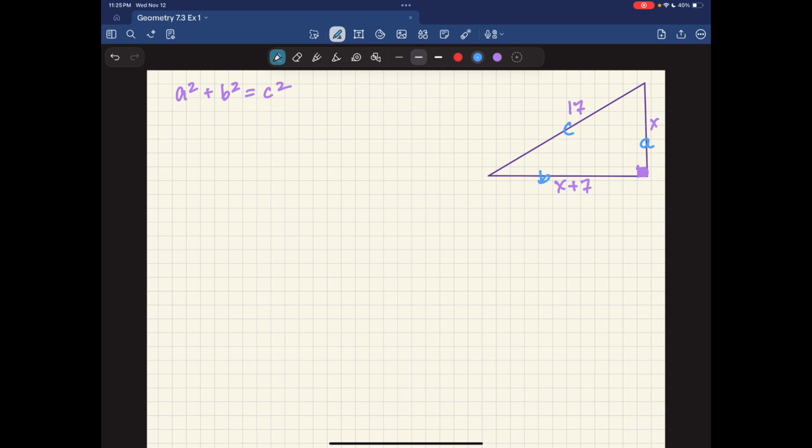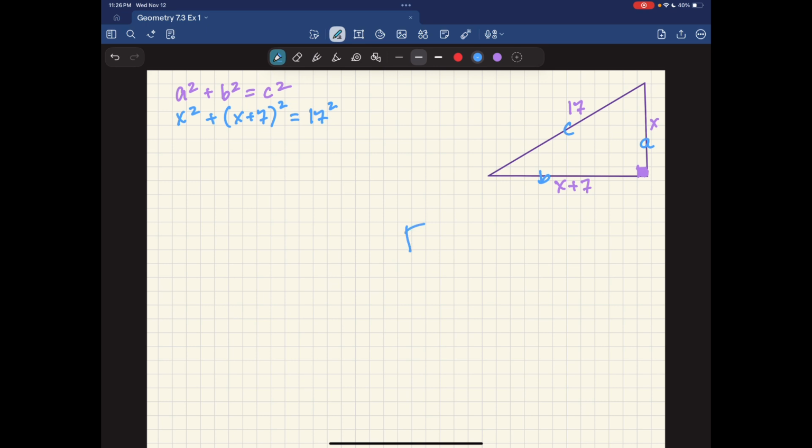So a is x. I'm going to plug that in for a, and I'm going to call that x squared. B is x plus 7. All of that is b. So that's going to get grouped together, and then I need to square it per the Pythagorean theorem. And then c is 17, and then I need to square it because that's in my formula. Okay? Now, this is where FOIL comes into play.